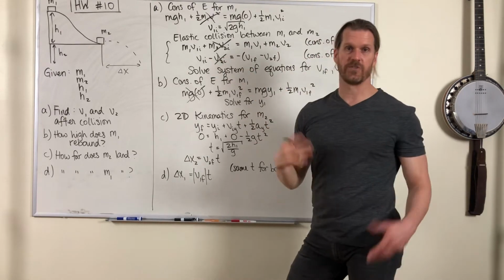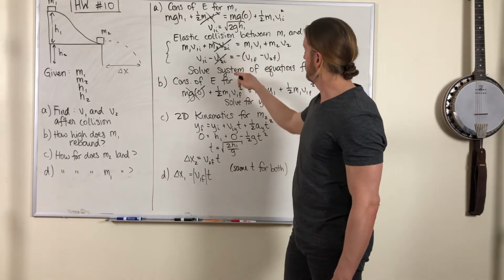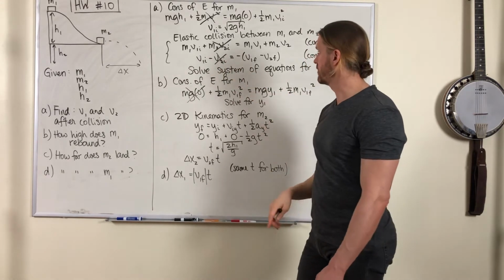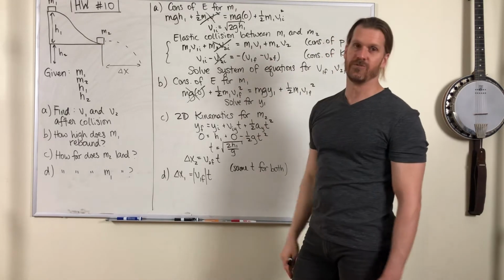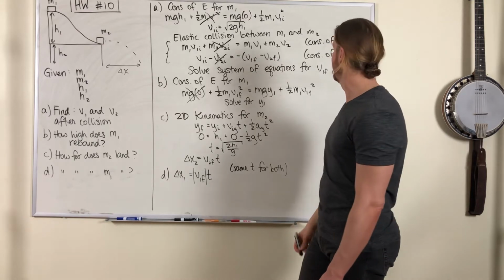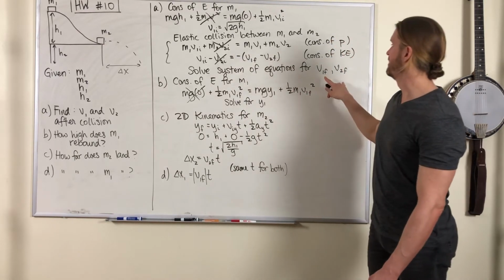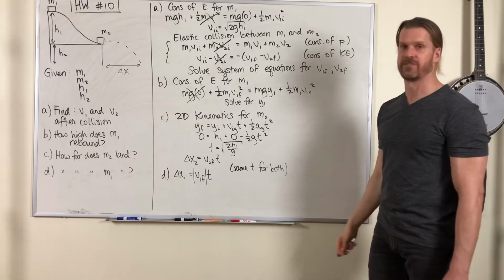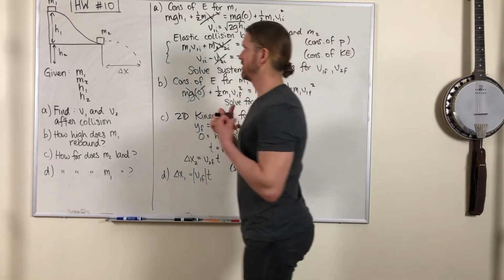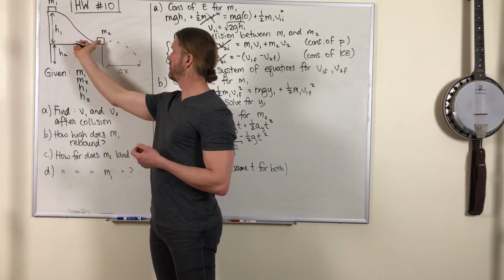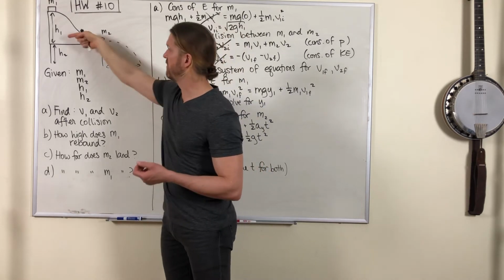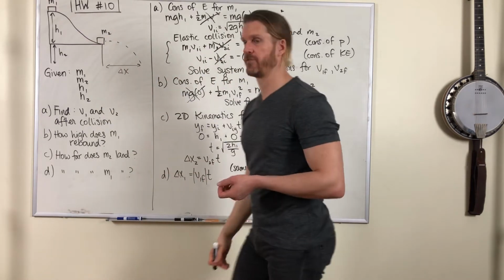Here's our second equation that comes from conservation of energy. The initial velocity of block 2 is 0, so we cross that out. Then you do some algebra magic. It's up to you to do that on your own. And you can solve that system for V1 final and V2 final. And keep in mind that mass 2 will have a positive velocity, it'll be going to the right. Mass 1 will have a negative velocity. It rebounds to the left.